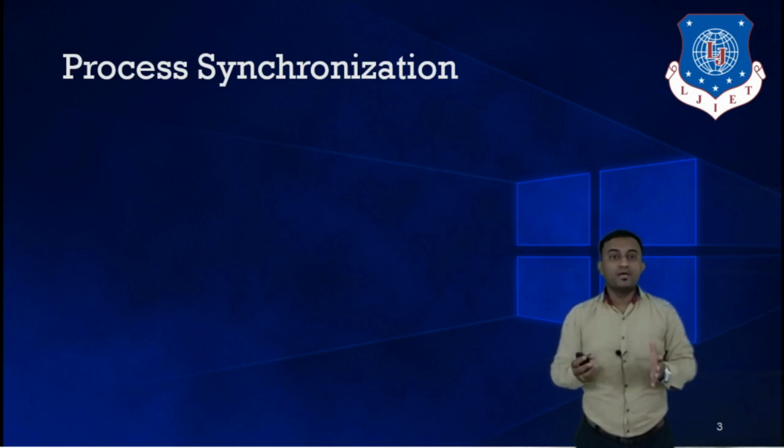So to avoid inconsistency, the processes need to be synchronized in a proper manner. This is the significance of process synchronization when we are talking about a multi-programming operating system, or multitasking operating system, in which more than one process is ready for execution. Which process needs to be executed first, and which one should be next, that sequence, that ordering, is very important as far as a multi-programming operating system is concerned.